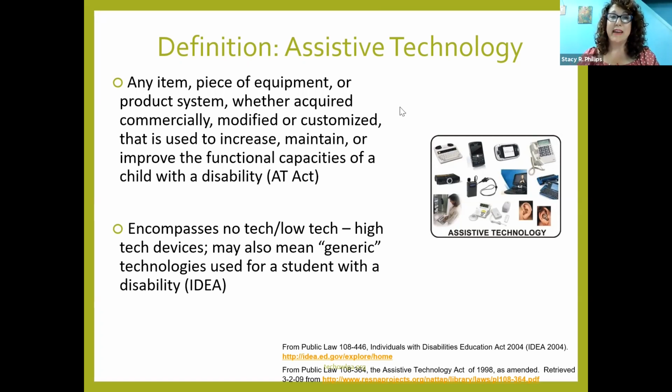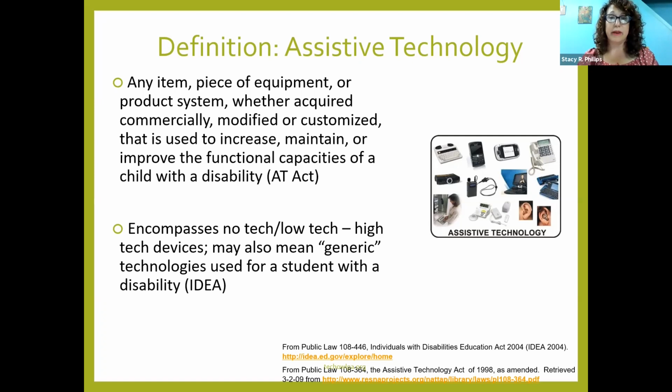So a lot of times we think of AT as only the customizable things or very specific, but as you can see here, they've really broken it down to lots of different types of equipment. And then the Individuals with Disabilities Education Act also says that AT encompasses no-tech, low-tech to high-tech devices. It may also mean generic technologies used for a student with a disability. And that is their definition of AT. And most often that is what special education teachers use as a reference for that definition.